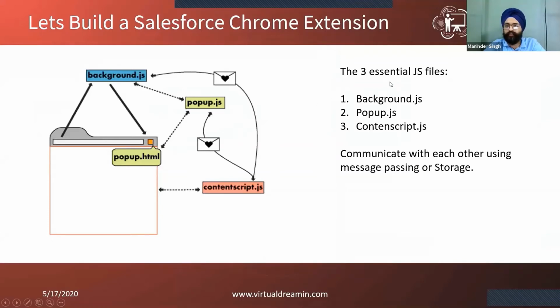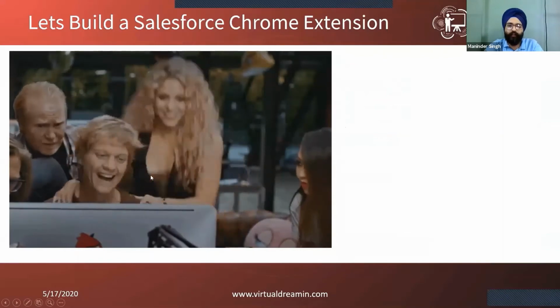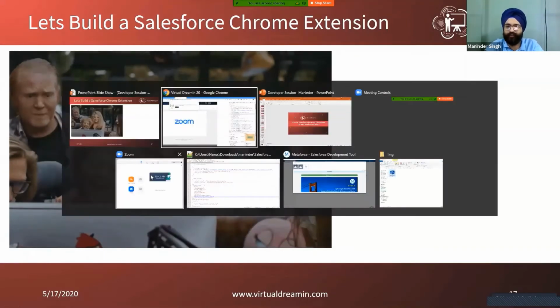Okay. And yeah, the three essential files. All the files which you work on in an extension are JavaScript files: the background.js, content.js, and the popup.js, which I will show you what it all means. But this diagram essentially helps you to understand that they can talk to each other through message passing, and they can use local storage of browsers as well. So yeah, I'm excited to build one, and I think you are too.